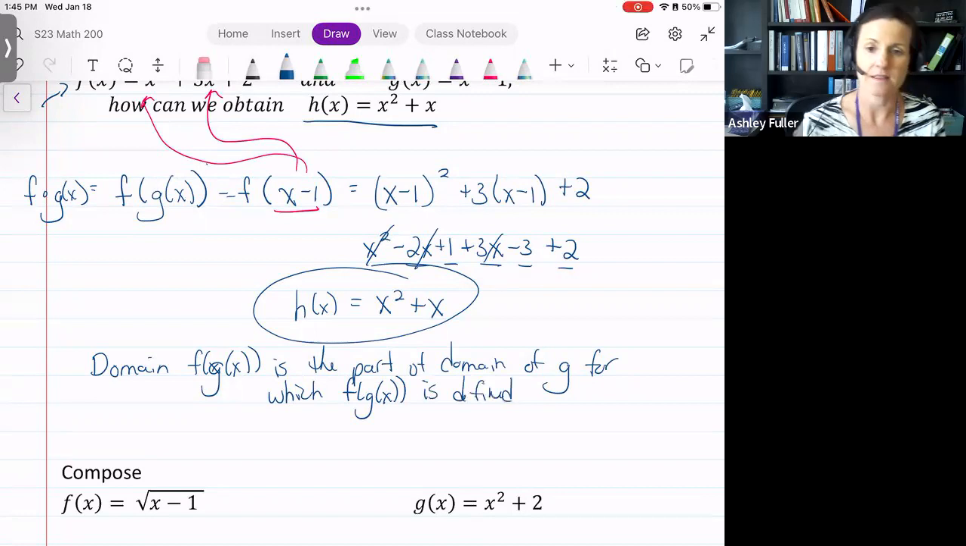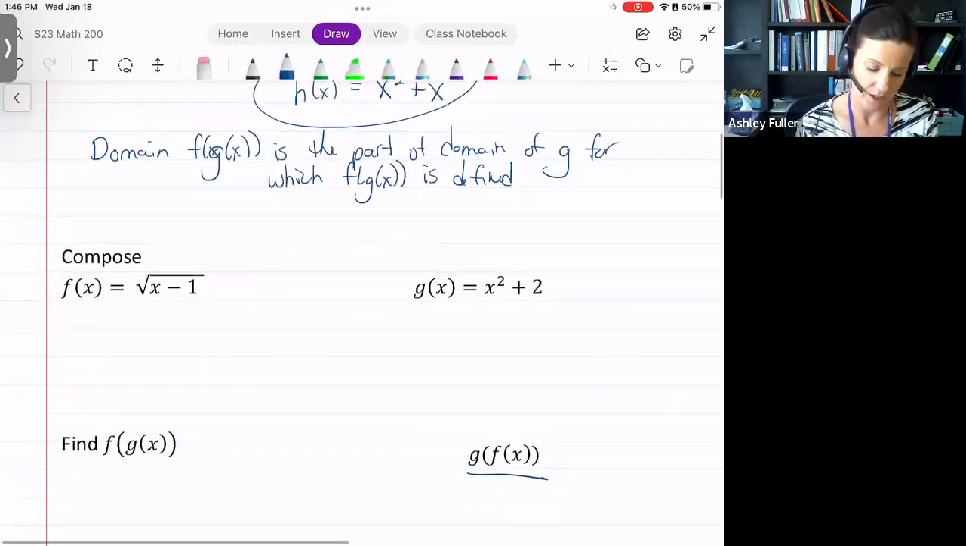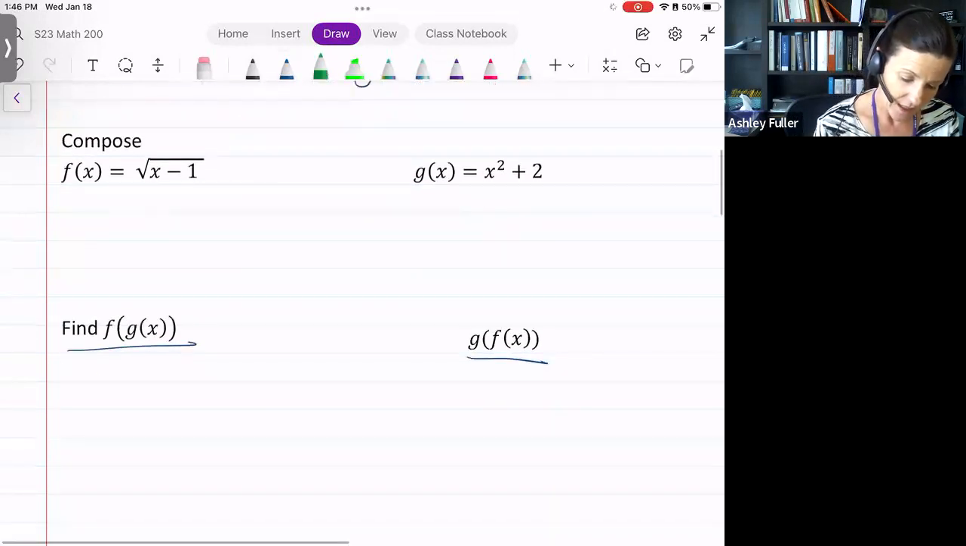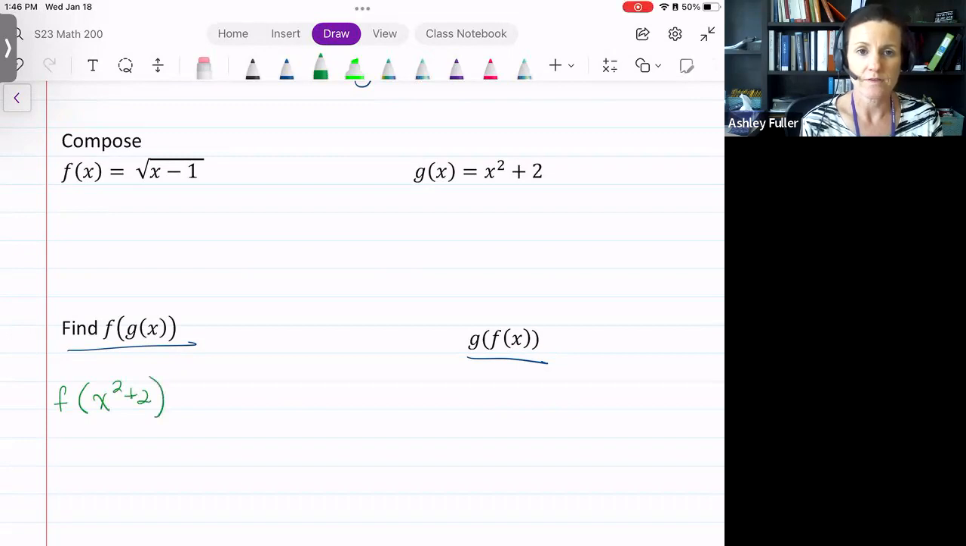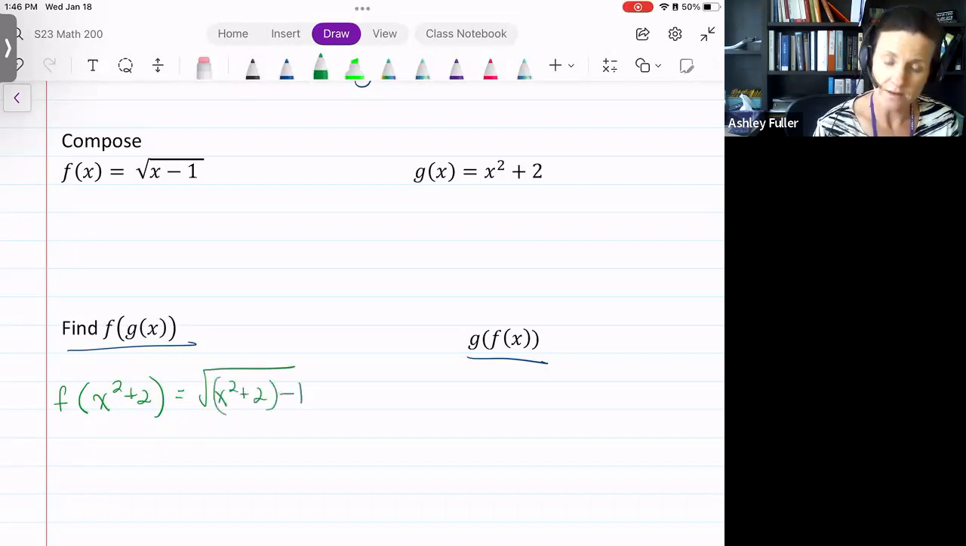Let's practice these compositions by looking at the composition performed in both directions. So given the functions here of f of x and g of x, we will look at f of g of x and g of f of x. First, g of x is x squared plus 2. Applying the rule of f across that function, we get the square root of x squared plus 2 minus 1, which results in the square root of x squared plus 1.